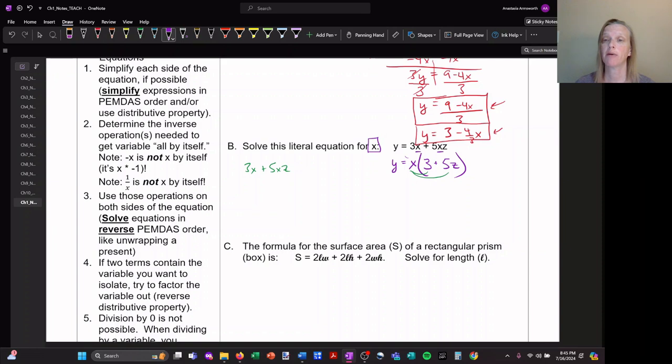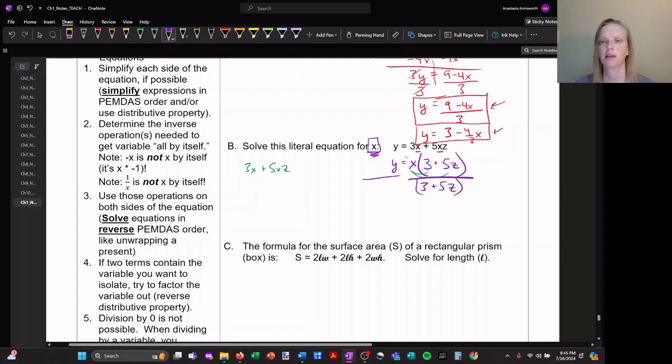Moving on to the next step, my goal, remember, is to get x all by itself. So I want to divide away anything that's multiplying the x. Well, this whole expression, 3 plus 5z, is multiplying the x. So I'm going to divide away that whole expression, 3 plus 5z.